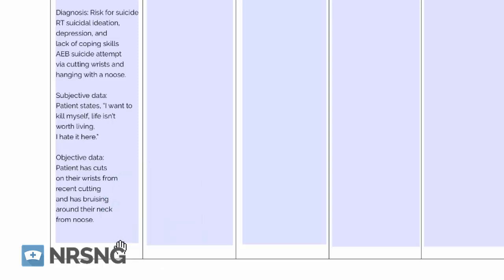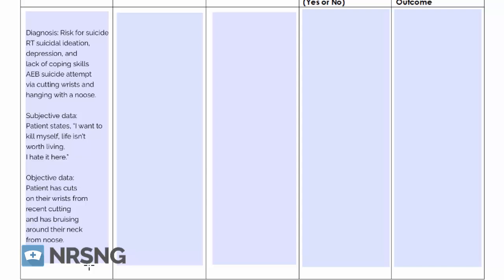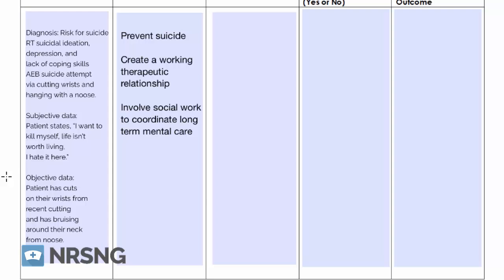So from here, we've written out a diagnosis, the main one, risk for suicide. The goals for this patient are obviously to prevent them from committing suicide. We want to create a working therapeutic relationship. I think that's really going to help with bridging them to where they need to go, and then involving social work to coordinate long-term mental care.